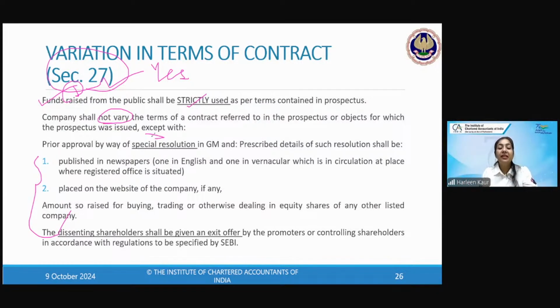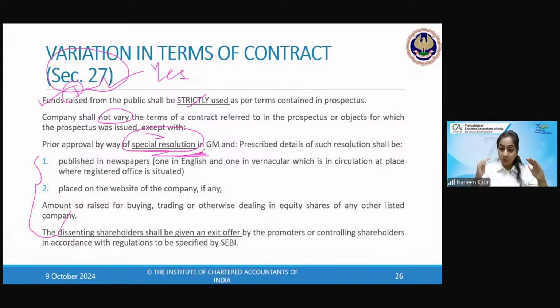First important thing is prior approval by special resolution is required. Oh, ma'am, what is this word special resolution? We don't know what is special resolution. How will you know? Because we have not done the chapter management and administration so far. So just let me briefly tell you what is the meaning of special resolution.